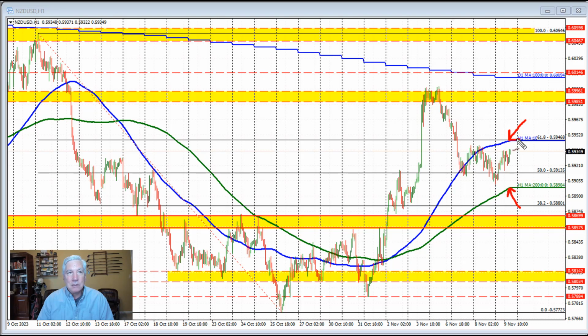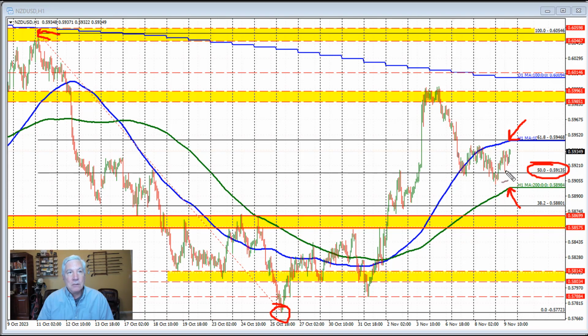And as you can see, the 100-hour is still moving to the upside, and so is the 200. But the low price came in ahead of the 200-hour moving average. We did break below the 50% midpoint of the move down from this high right through here to the low right here. That level comes in at 0.5913.